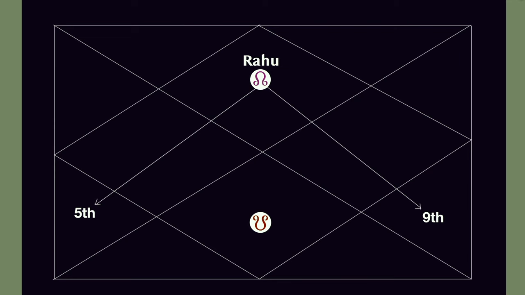So if you're looking at the chart, you see Rahu has fifth and ninth aspects. This is the fifth aspect of Rahu. We are taking the first and seventh axis as an example. This is a blank chart, any chart. So Rahu, if it sits here, its fifth aspect is looking at the fifth house, and its ninth aspect is looking at the ninth house from the first. So this being one, this being fifth, this being ninth.